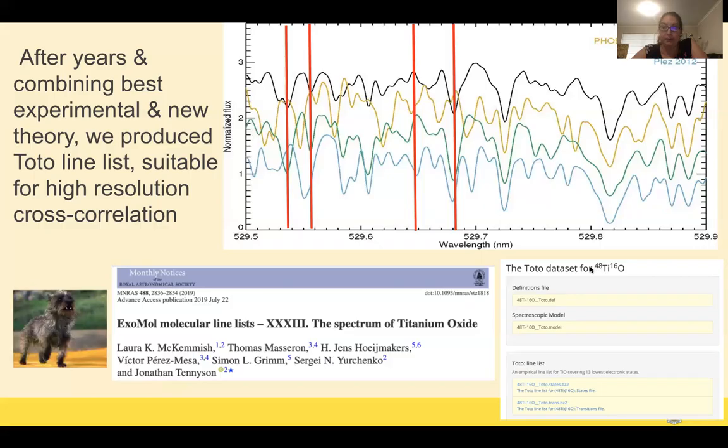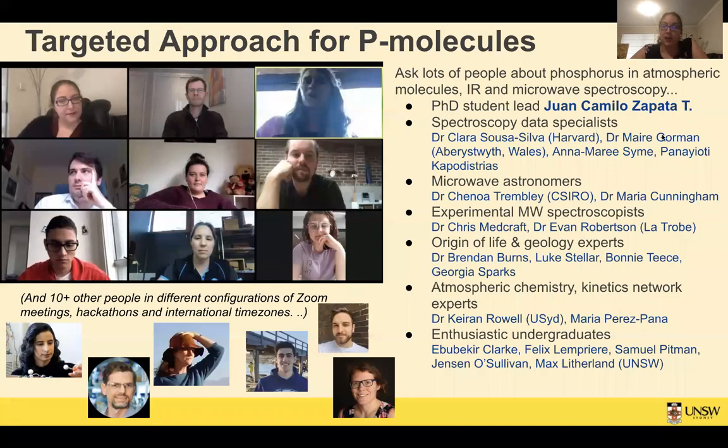Okay, so when I started to think about the phosphine on Venus problem and we thought, how are we going to do this? What I actually did was get basically everyone I knew that had anything to do with this problem. So I wanted some spectroscopy data people, I wanted some microwave astronomers, I wanted some experimental spectroscopists, I wanted origin of life and geology experts, kinetics people, and of course some enthusiastic undergrads who could help us process the data and learn heaps in the process, hopefully.